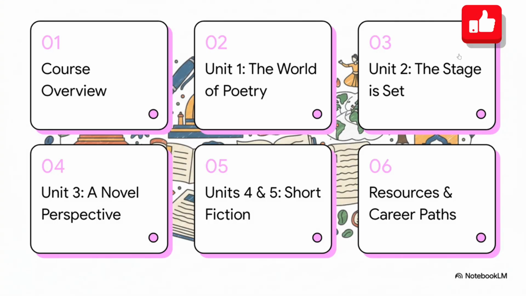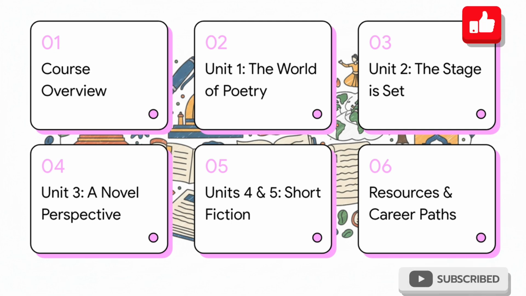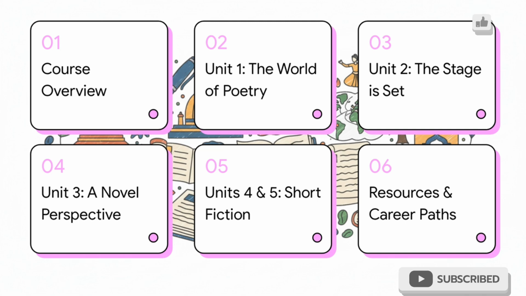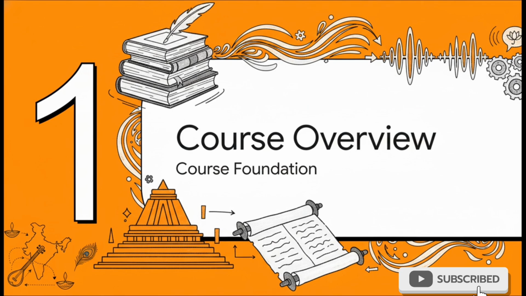So, here's our game plan for today. We'll start with a quick overview of the course, just to get our bearings. Then, we'll dive into each of the 5 units, covering everything from beautiful poetry to powerful short fiction. And we'll finish up by looking at some key resources and, importantly, the kind of career paths this course can open up for you. All right, first things first, the course overview.